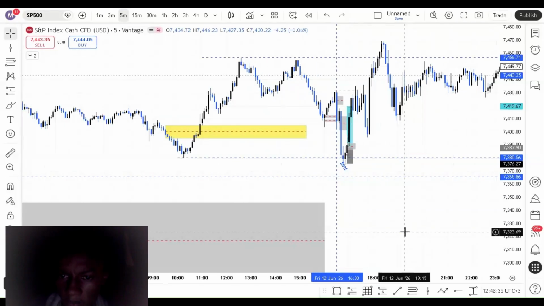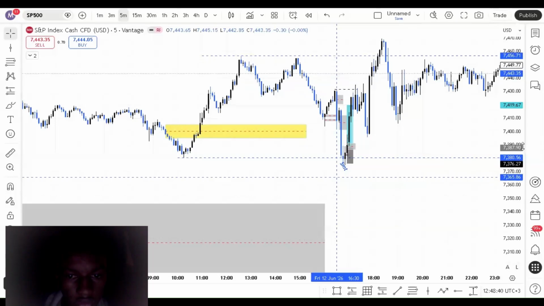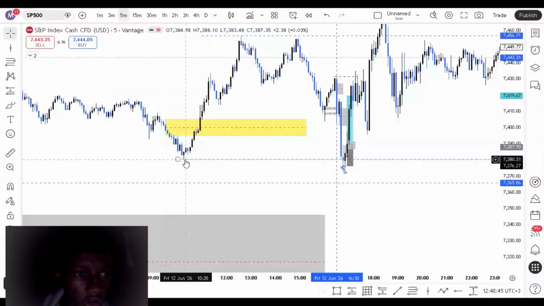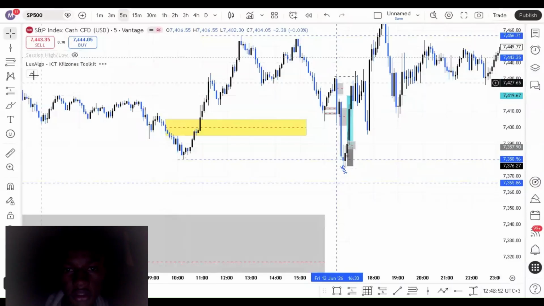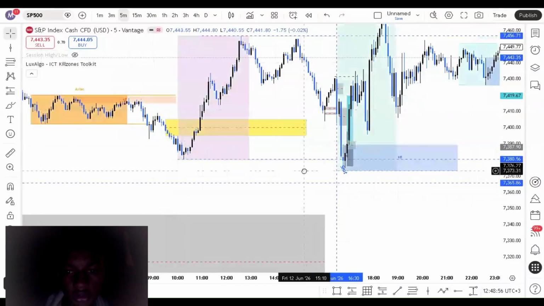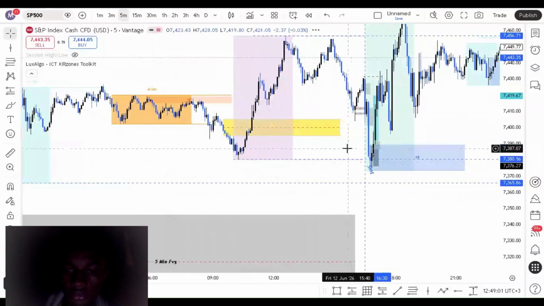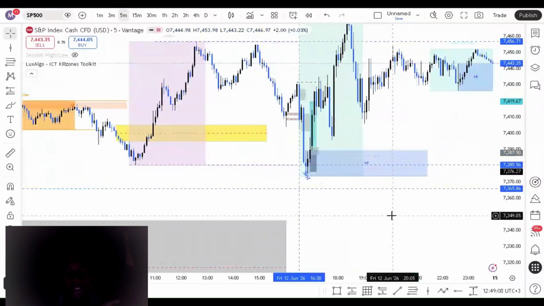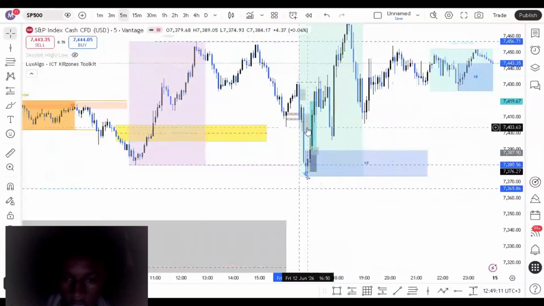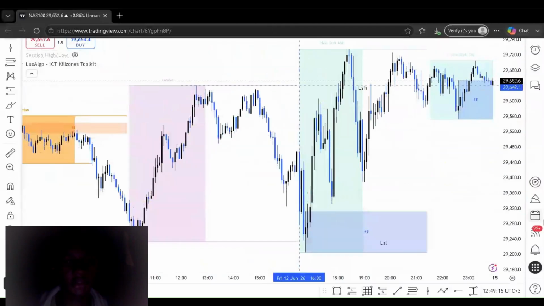As the market opened, it came and swept this low. It came and swept the London session lows. Then same as on Nasdaq.